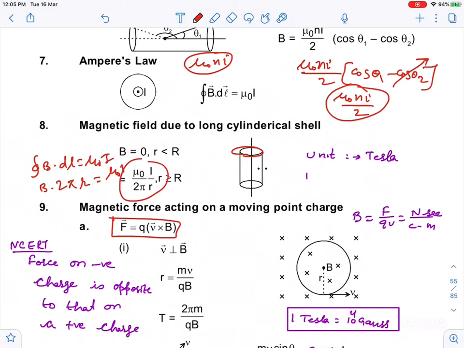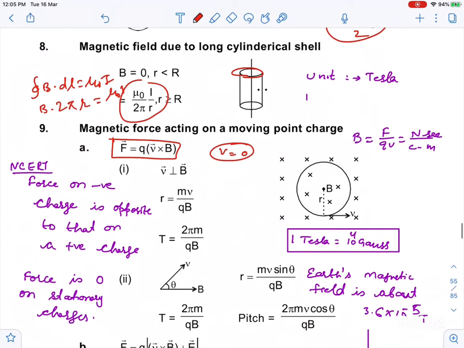Now a very important formula, this is F is equal to Q V cross B. Magnetic force is applicable only when the charge is moving. So if the charge is at rest, guys, velocity is equal to 0, and the magnetic force will be 0. So any stationary charge will not experience any magnetic force.